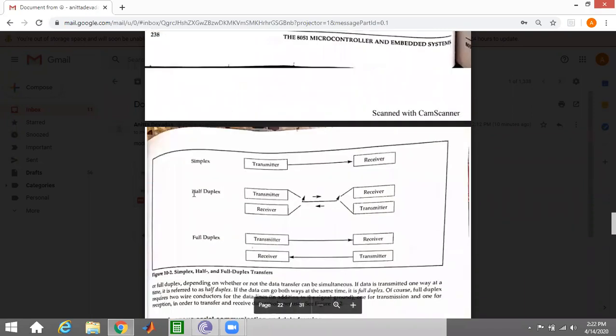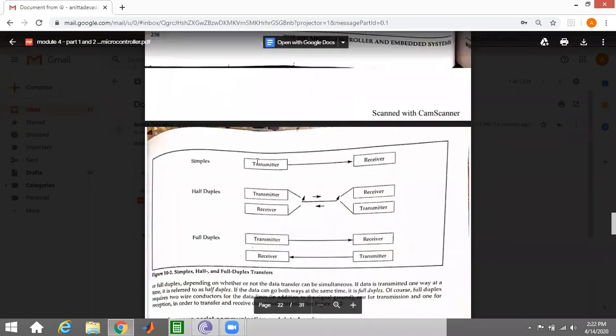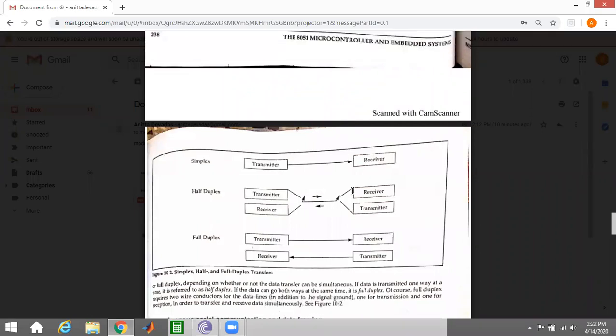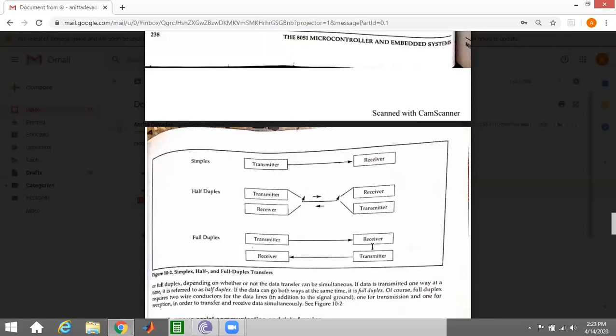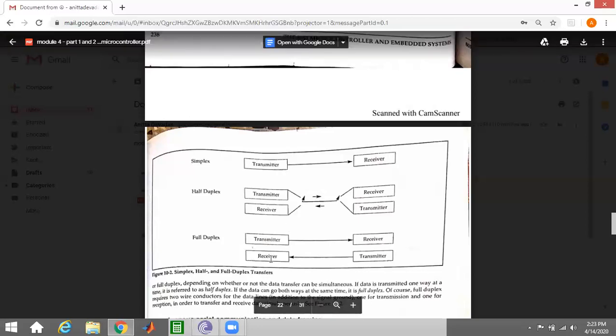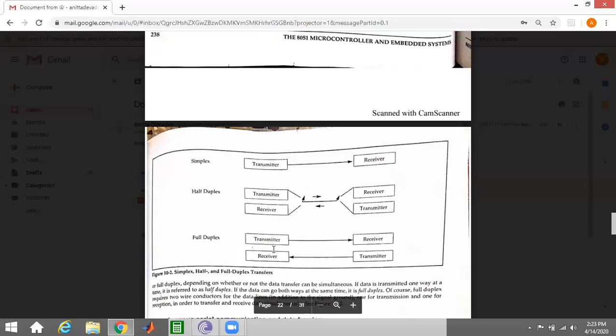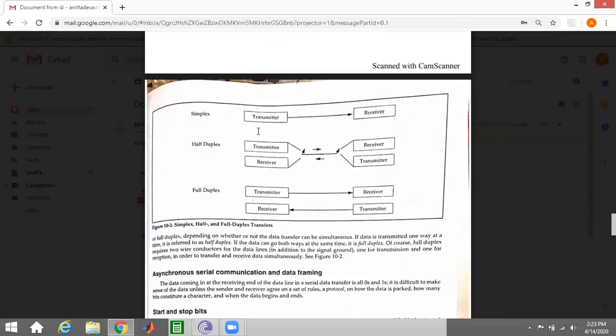Here they are saying simplex. Simplex communication is where only the transmitter is able to send to the receiver. Half duplex communication is where the transmitter sends to the receiver, but the next time the receiver sends to the transmitter. Full duplex communication is where at a time the transmitter sends to the receiver and the receiver sends to the transmitter. Both things happen at a time. Got it? In simplex, it is only from transmitter to receiver, and there is nothing back from receiver to transmitter.